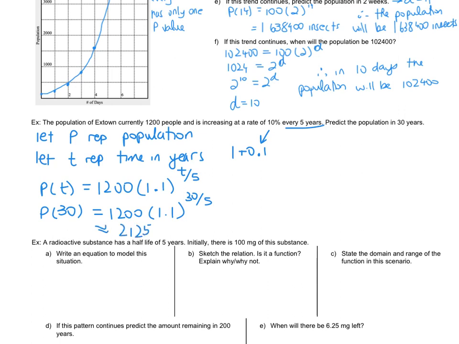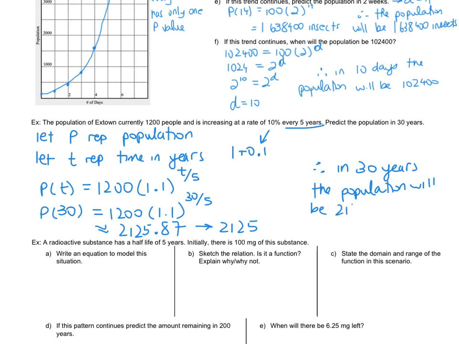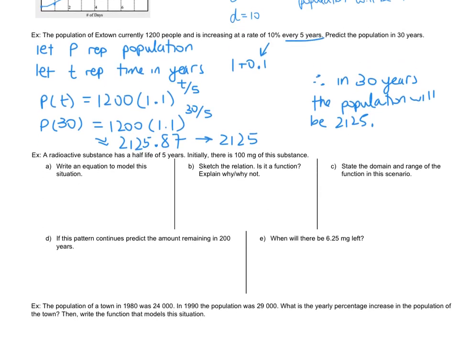Now, obviously, you can't have 0.87 of a person, and typically we would round up, but for exponential, we would round down to 2,125 because you can't just create that 0.13 of a human. So we have to round down because that's the number of full human beings we would have. So therefore, in 30 years, the population will be 2,125.